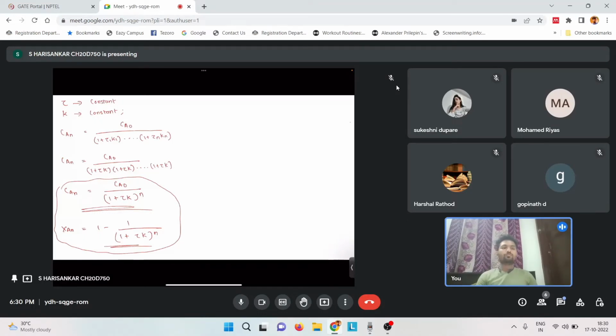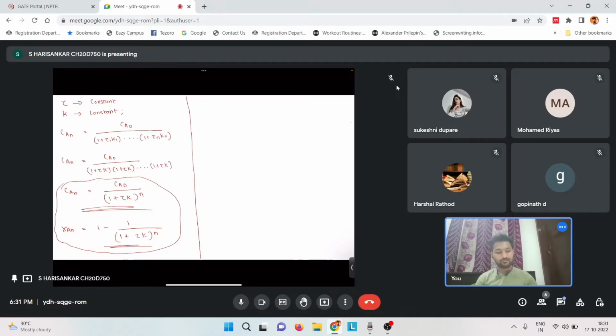Now does anyone know why we prefer CSTRs in series compared to just taking a single CSTR? I'll put you through this. So let's take two cases. So in one case we have a CSTR, okay, to have better conversion. Fine. Not exactly, but you are on the right line. So I'll show you how.